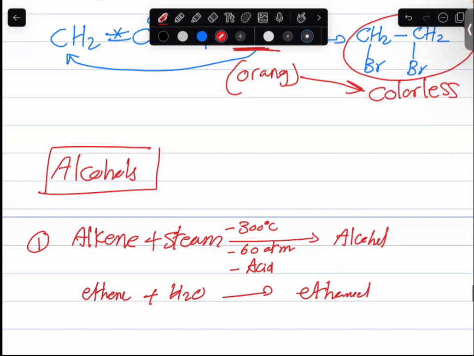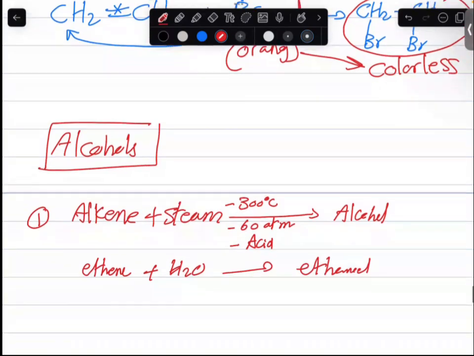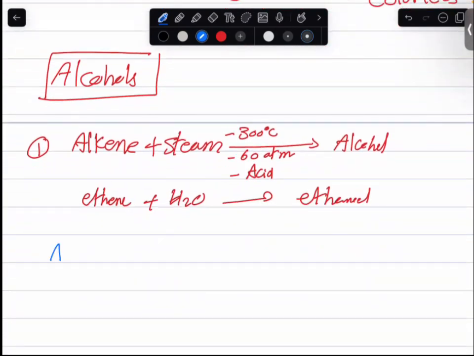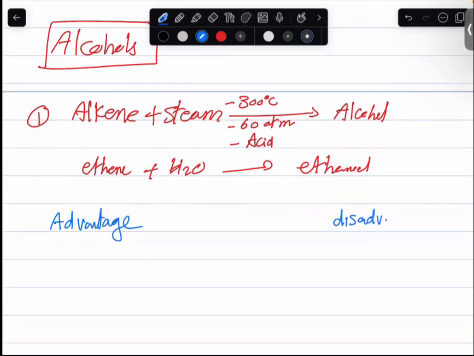This method has advantages and disadvantages. So what are the advantage and disadvantage of this? The advantage of this one is it produces pure alcohol, because the product is only alcohol, nothing else.